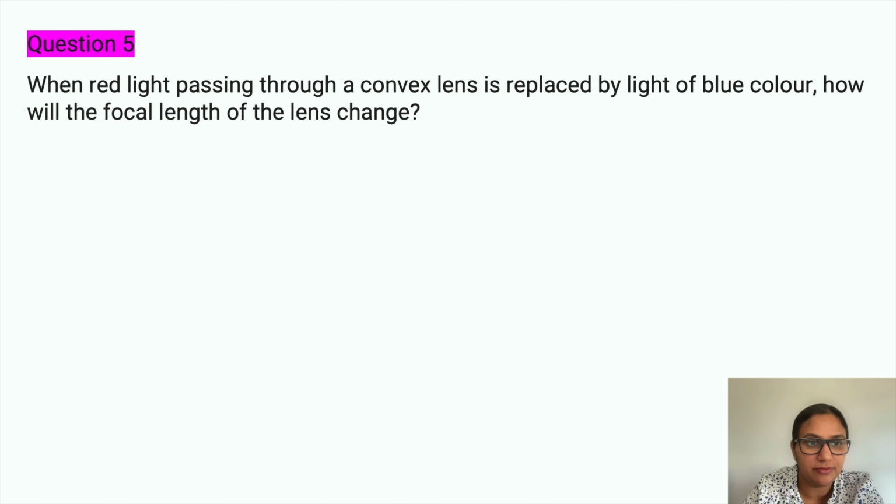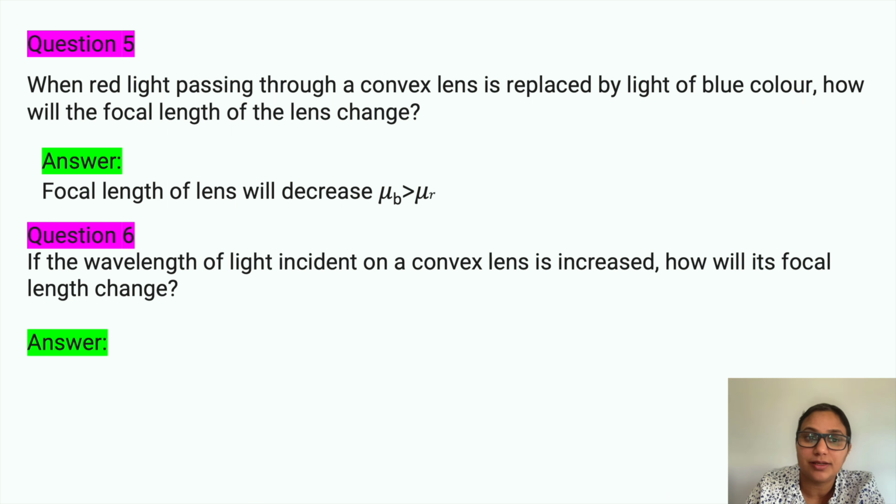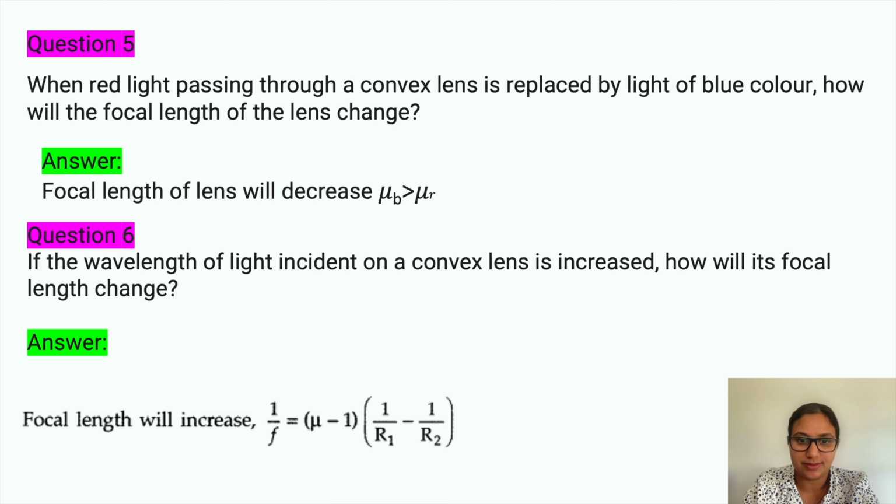Next, question number 5. When red light passing through a convex lens is replaced by light of blue color, how will the focal length of the lens change? Here the focal length of the lens will decrease because the refractive index of blue light is greater than that of red. Next question. If the wavelength of light incident on a convex lens is increased, how will its focal length change? Focal length and wavelength are directly related. If the wavelength of incident light on a convex lens is increased, the focal length also increases.